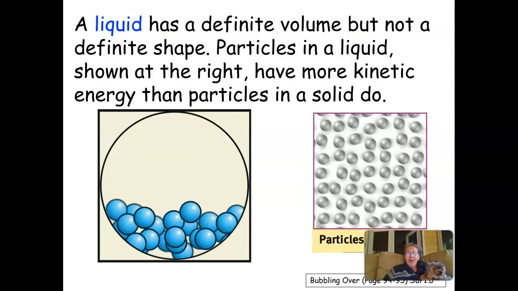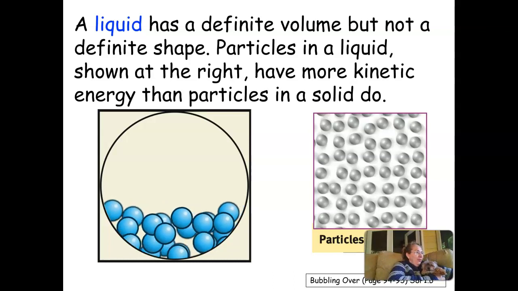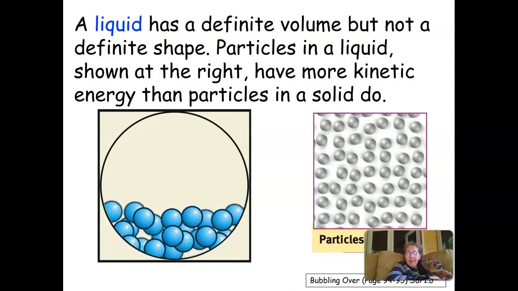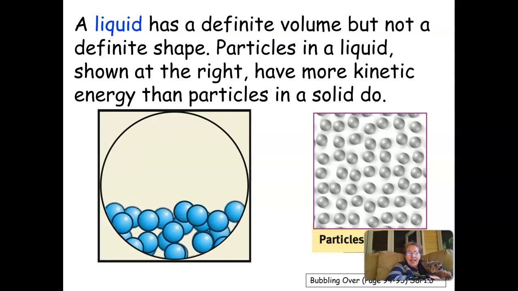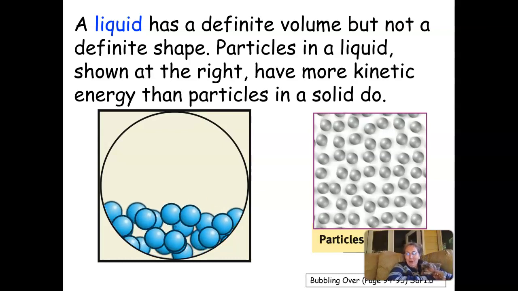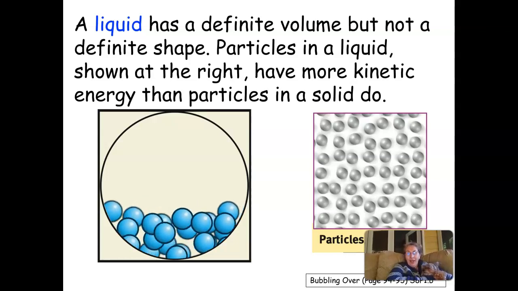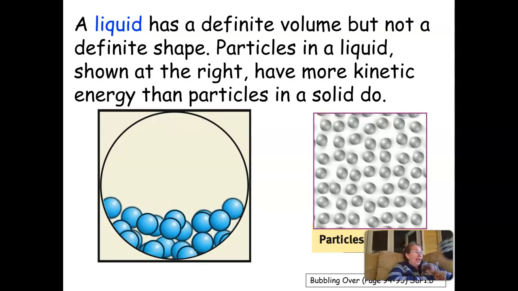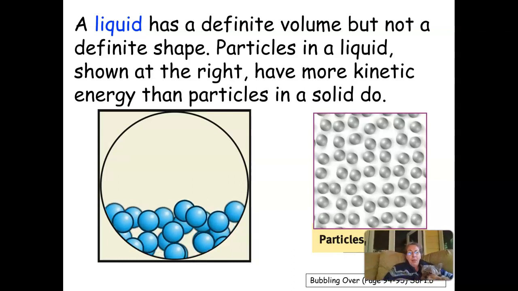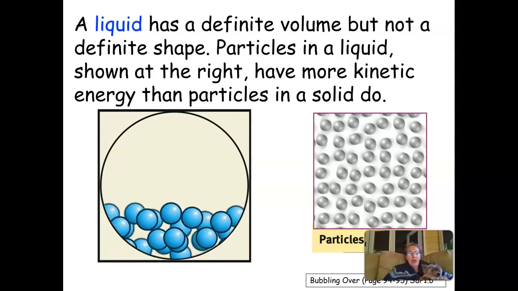So a liquid has a definite volume, but not a definite shape. If I took my coffee, there's probably about 40 milliliters left. It takes the shape of my coffee cup. If I pour this on the floor, which I won't, it will still be 40 milliliters of coffee, but it'll no longer be the shape of my mug. It'll be the shape of the floor. Particles can move freely past each other, but they still have a slight attraction to each other.